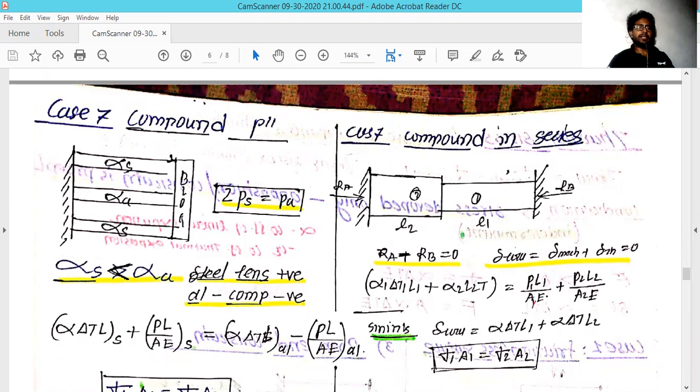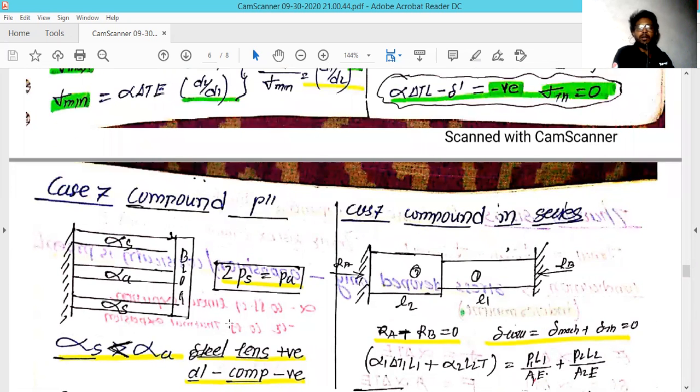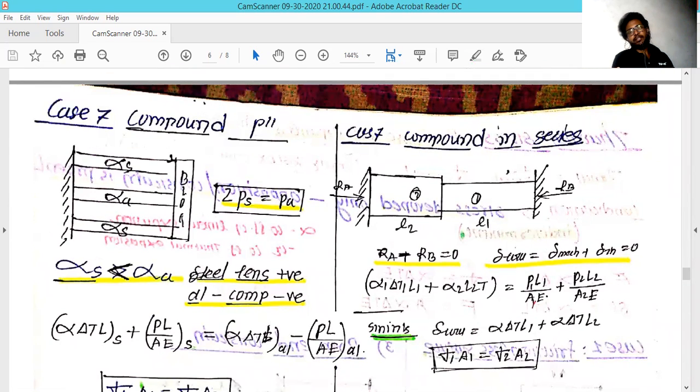Now we have to move to another case, which is the compound bar, but in series combination. Here this rod is a combination of two materials, which you can clearly see on the right side of this PDF. Both ends are fixed, and the bigger section has a different material from the smaller section, and they are fixed to each other between these two fixed walls. Due to the expansion, two forces, RA and RB, will be generated.